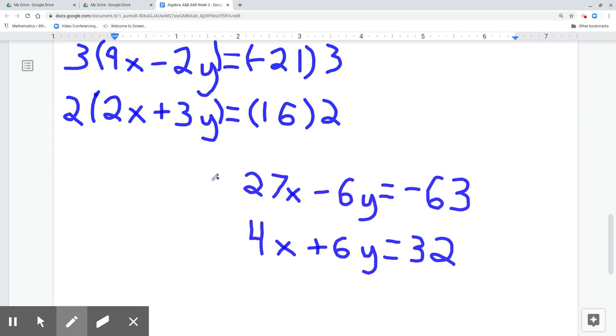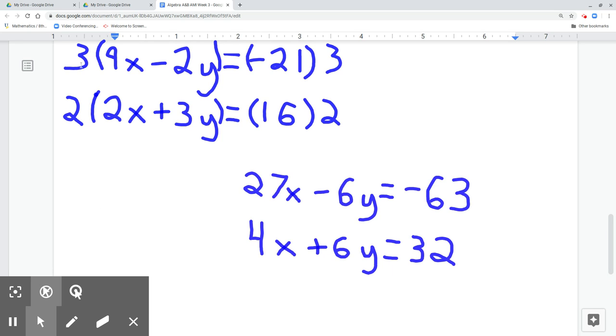So first, let's take a look at our top equation. The first thing I would do is multiply 3 times each value inside parentheses, because this is turned into distributive property. So I'll have 3 being multiplied by 9x. That's how we got 27x.